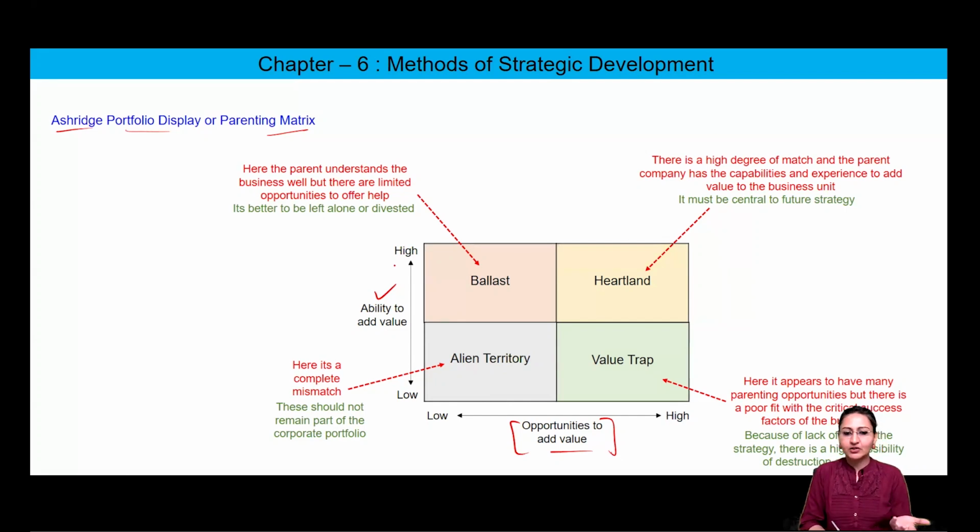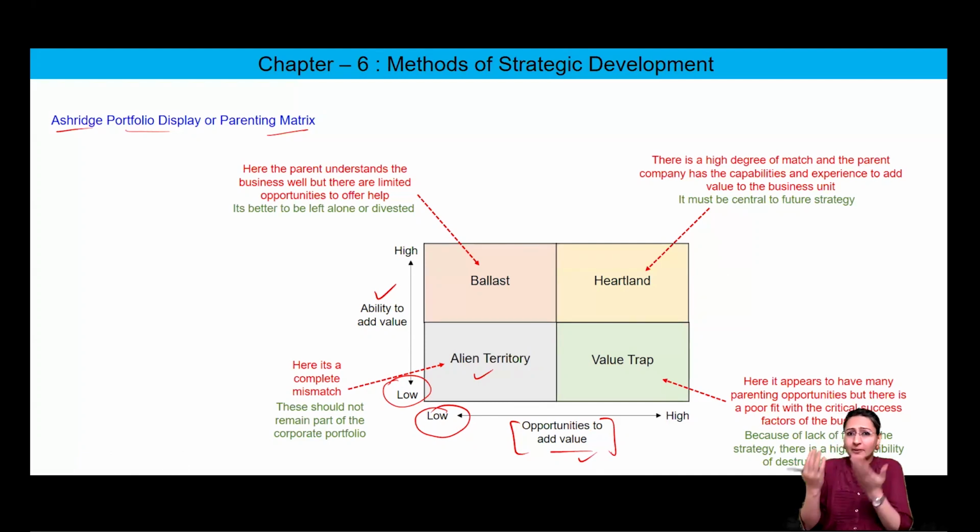Okay, so here we talk about ability and here we talk about opportunity. Even if I have the ability as a parent company to help the subsidiary, at least there should be an opportunity to help. So that is the opportunity. Now we use 4 terms here. One is alien territory. I always tell students to learn this first. Alien territory. Here the opportunity is also low and the ability is also low. It's a complete mismatch portfolio which you have created.